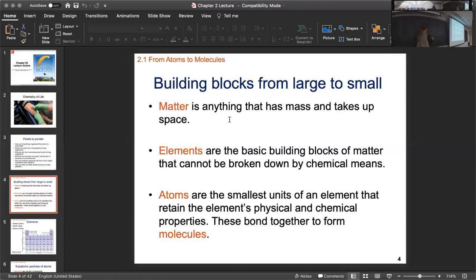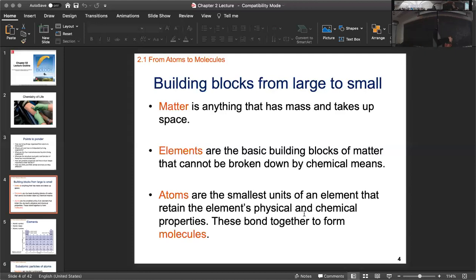So oxygen is an element. Carbon is an element. Hydrogen is an element. There's 93, so I'm going to stop my list right there so I don't bore you, okay? And atoms are the smallest units of those elements. So if we were to essentially break down oxygen, which I physically can't do, it would eventually get broken down into atoms, this molecule right here. Those are the smallest units of that element, and they retain the element's physical and chemical properties.